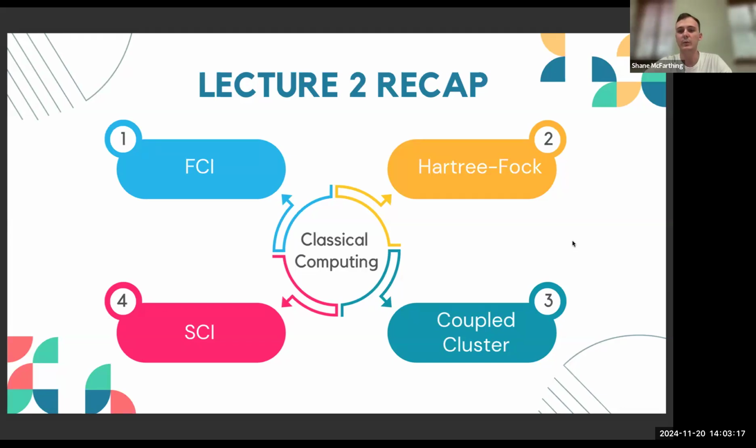And in today's lecture, what we're going to take a look at is the quantum methods for trying to solve the electronic structure problem. So if you missed last week's lecture, it's not too much of a problem. Everything that we do today is more or less self-contained and depends more on the lecture 1 materials.